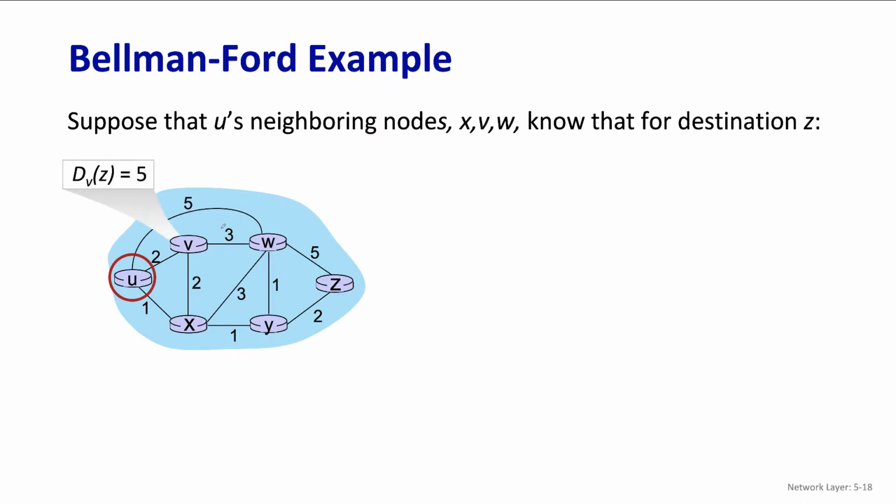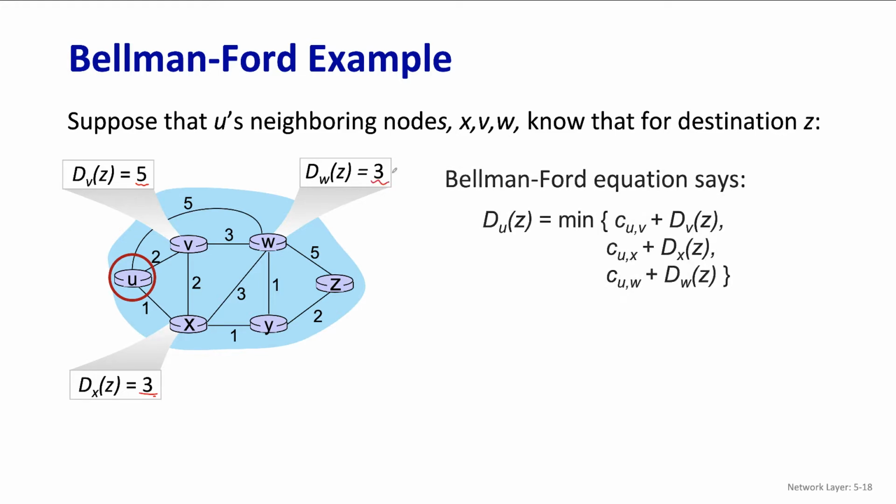So right now, let's say that the value to get to z from v is 5. This one is already calculated on v, and on x it's calculated that to get from x to z is going to cost you 3. The same thing on w, it's already calculated that to get from w to z is going to cost you 3. Now we want to know what is the distance or the cost to get from u to z.